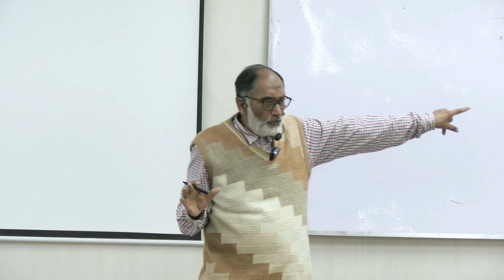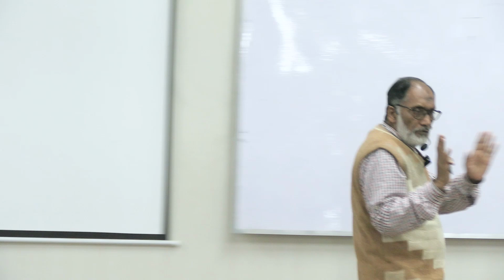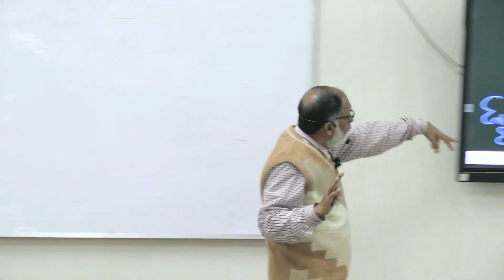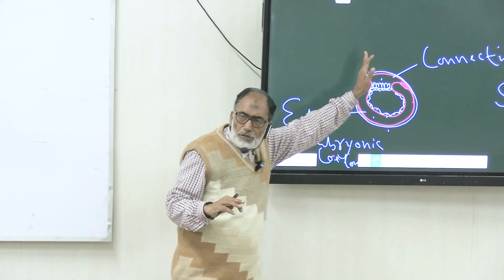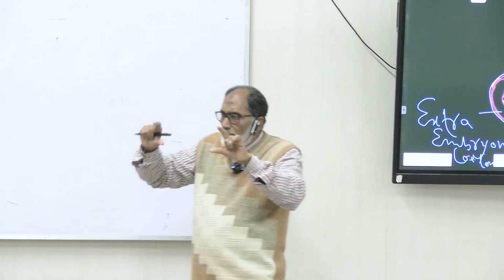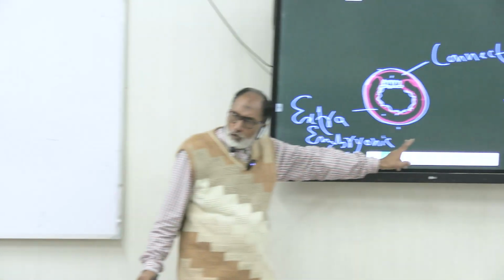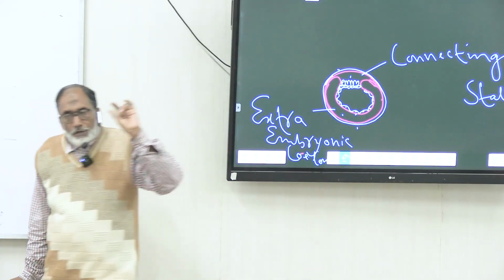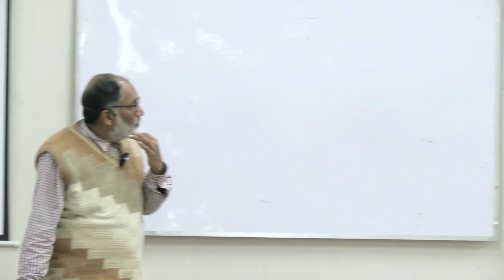When this germ disc appears, it has two poles. This is called the embryonic pole, where the two cell layers have developed, and the opposite pole is the abembryonic pole. Right. Now, next event.